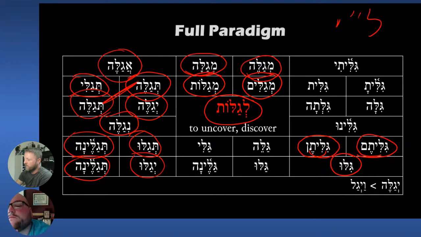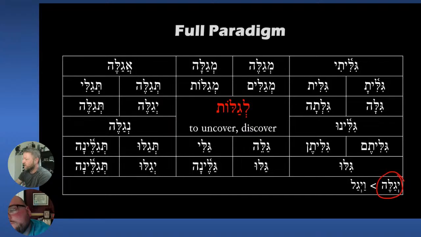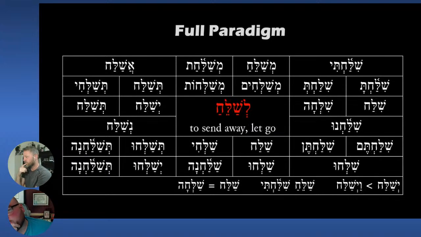The only note that I put at the bottom is the verb consecutive yigale. Remember, the third hey or third yod root drops the hey. It's apocopated. So instead of yigale, it's yigal as the jussive, and the verb consecutive is formed from the jussive. So you get vayigal. Vayigal is piel, meaning and he uncovered or discovered or found out.